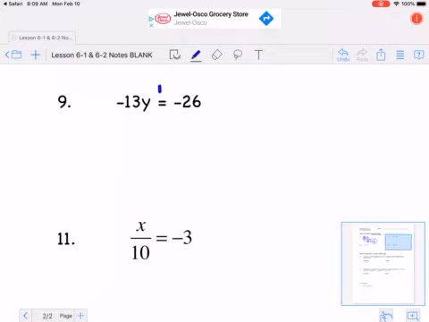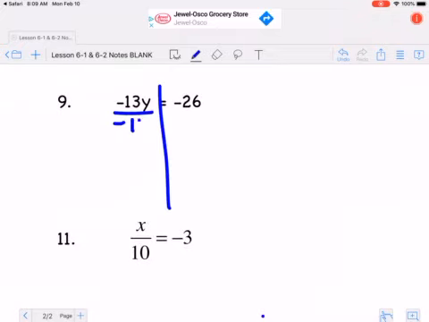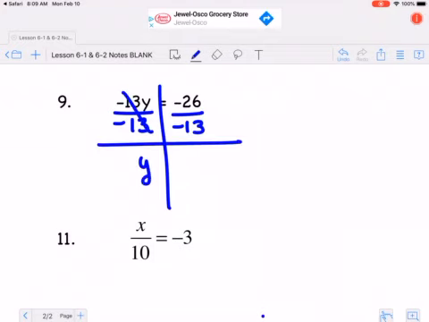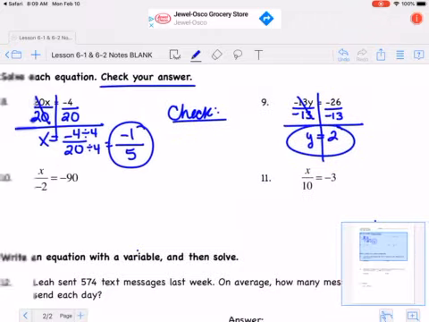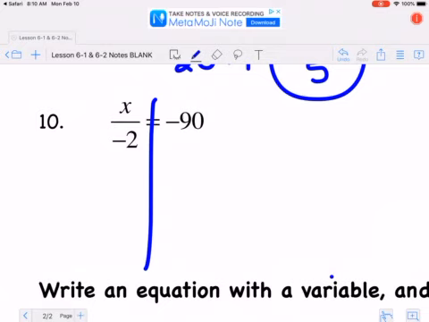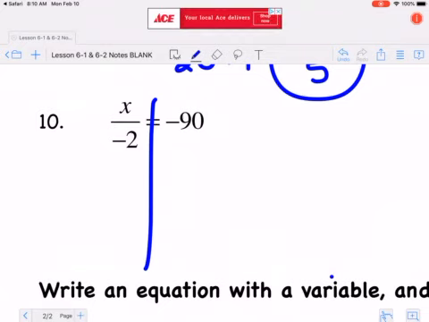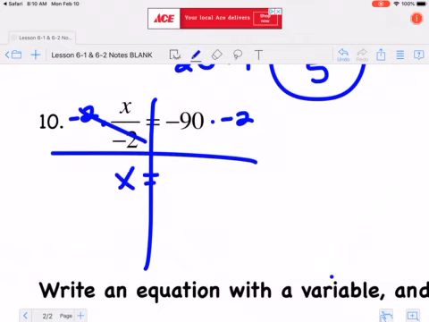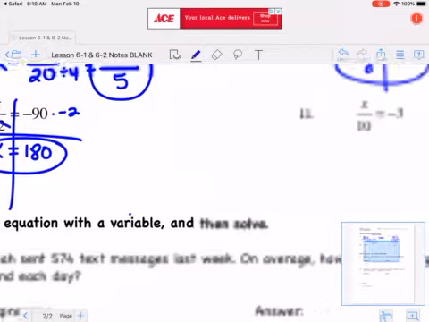Okay, number 9, line down our equal sign. Divide by a negative 13. So I'm going to get y is equal to a positive 2. Number 10, line down our equal sign. So we know that it's x divided by negative 2, and we want to do the inverse operation. So the inverse operation of dividing by negative 2 is multiplying by negative 2. So we're going to get x is equal to a positive 180.